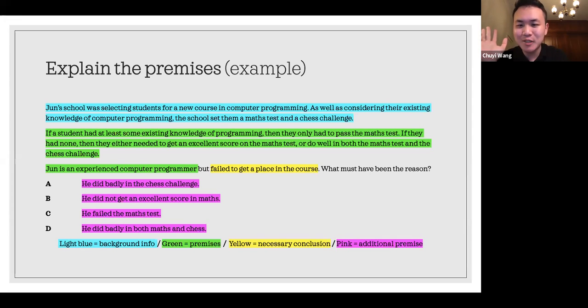I don't care if Jun likes chess. Don't care, okay? It has nothing to do with the question. It's irrelevant. Don't overthink things. Don't add extra pieces of information about whether Jun likes playing chess as a hobby. It's not relevant, okay? We only look at what's in the question.